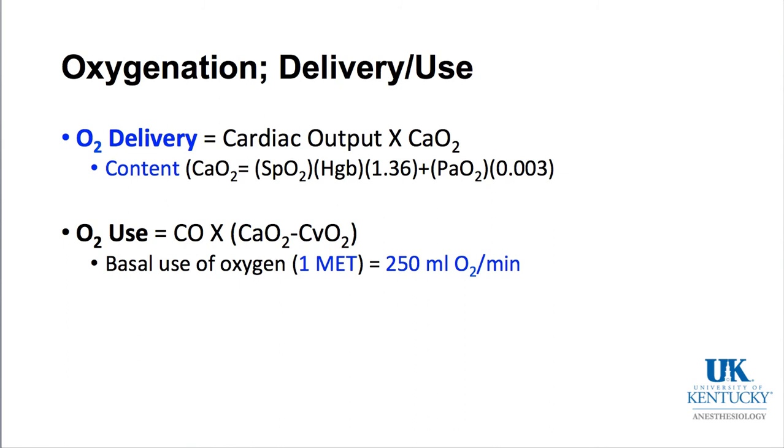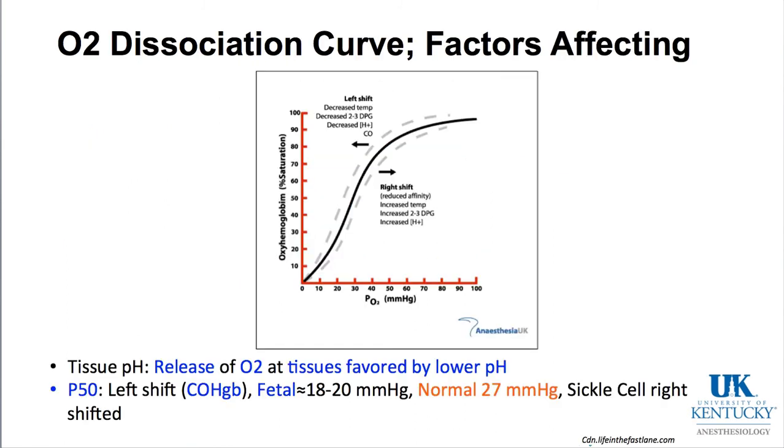Oxygen use can be calculated by the amount of blood that goes to the body and the difference in content between what's in the artery and what comes back in the venous system. And 1 MET, or 1 metabolic equivalent, is equal to 250 mils of oxygen a minute, that classic amount that each of us use when totally still and only using basal amounts of oxygen. 4 metabolic equivalents, equivalent to being able to climb a couple flights of stairs, for example, would be 4 times 250 or 1,000 mils of oxygen a minute.